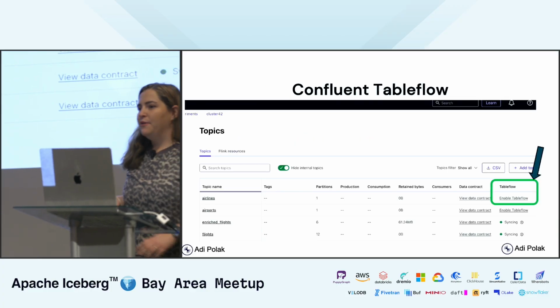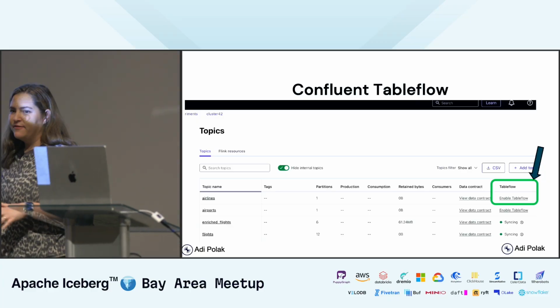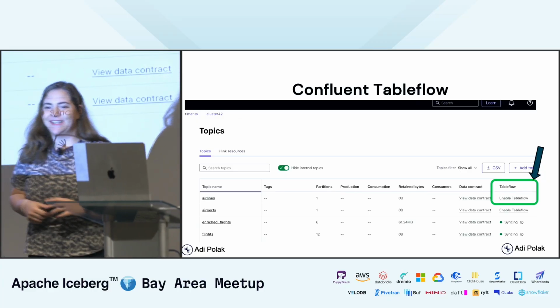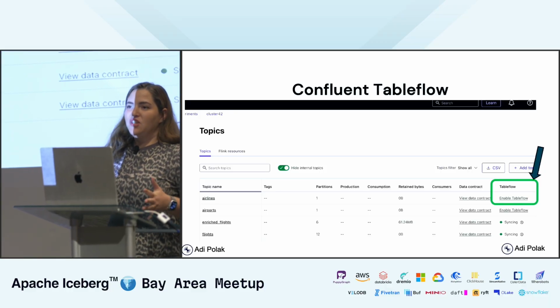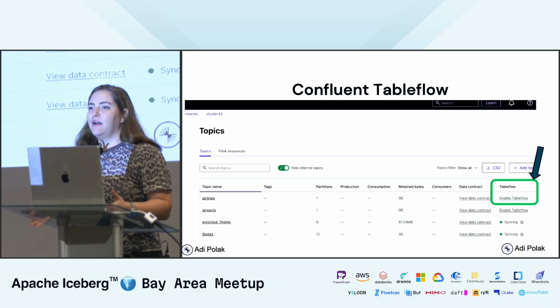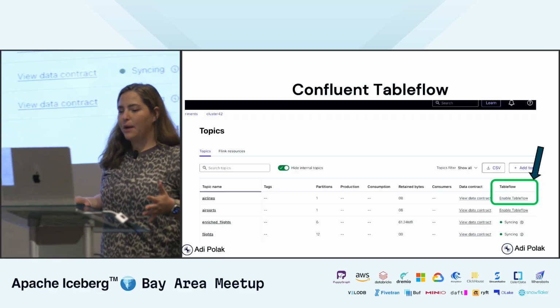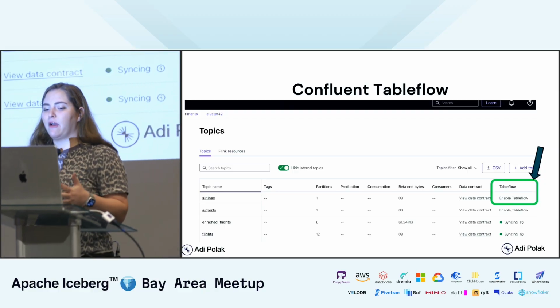So what did we do, and how did we make it declarative? Essentially in Confluent, if you've never seen a Confluent environment, you can have Kafka topics and you can manage them directly from the UI.